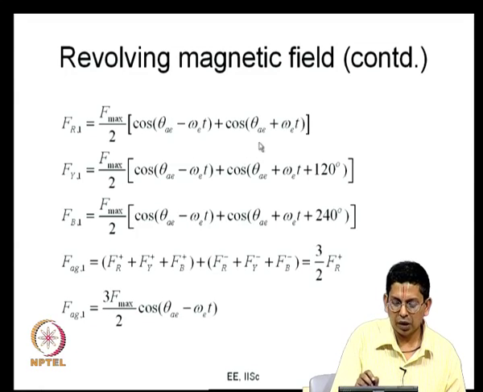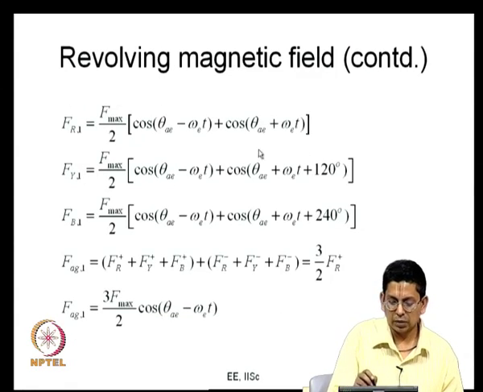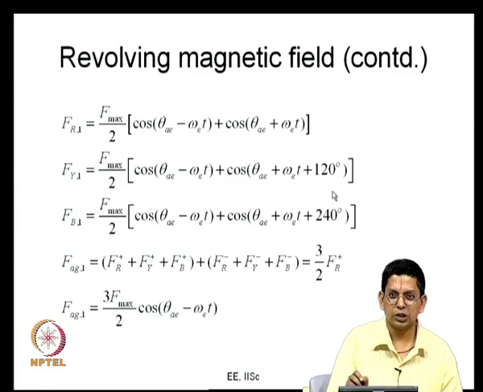The second term would be cos of theta AE plus omega et, basically the sum of these two angles. In the next case, it is theta AE plus omega et minus 240, which is plus 120, and in the third case the sum of the two is theta AE plus omega et plus 120. So, this would be plus 240 here. So, this is what is here now.